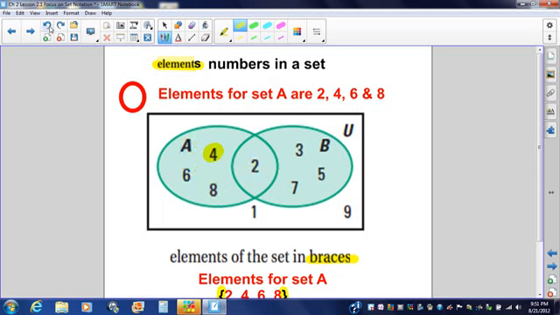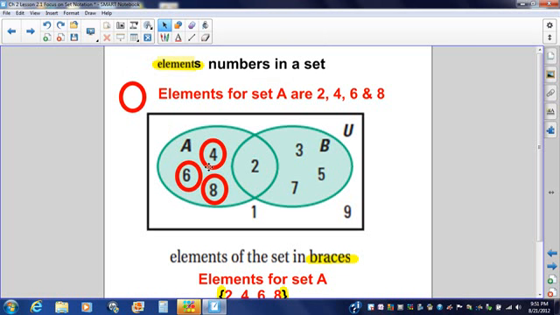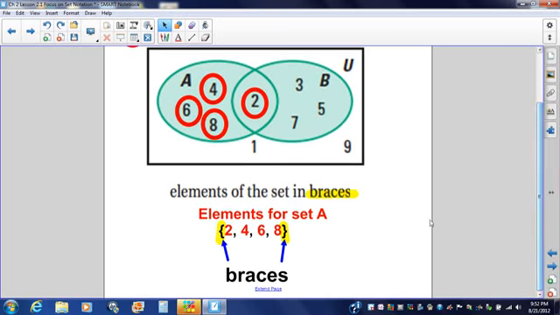So, for my visual people, I will put a red circle around the elements in set A. You might want to write on your paper, the elements for set A are 2, 4, 6, and 8. Those are the elements. And when we're talking about set theory, we use braces on the outside of our elements.